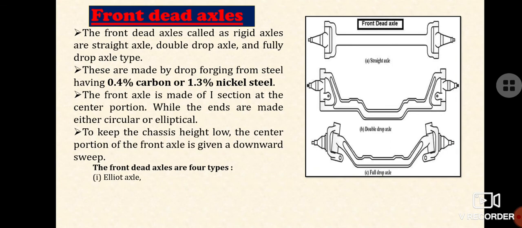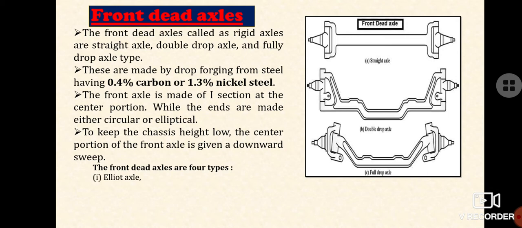These are made by drop forging from steel which has 0.4% carbon, or 1.3% nickel steel. Generally 0.4% carbon steel means it is medium carbon steel. It is tougher than low carbon steel, which bears the huge load carried during vehicle movement and loading conditions. Nickel also improves the strength at various loads and temperatures.